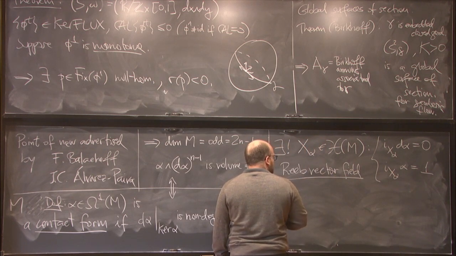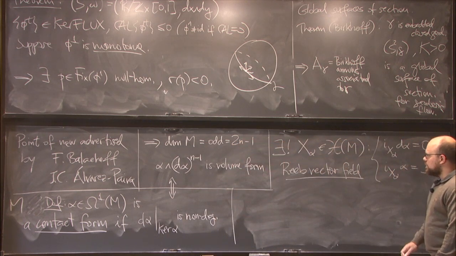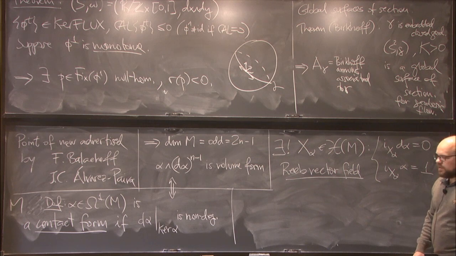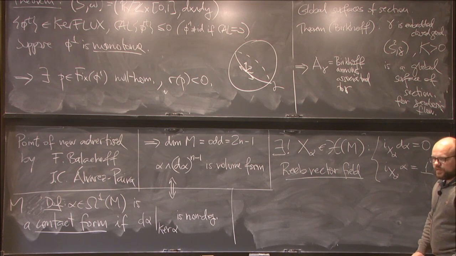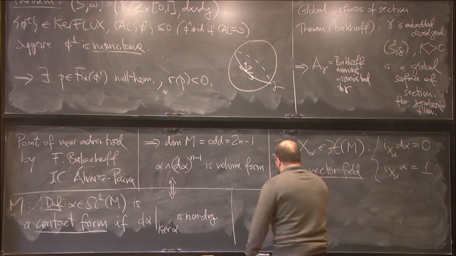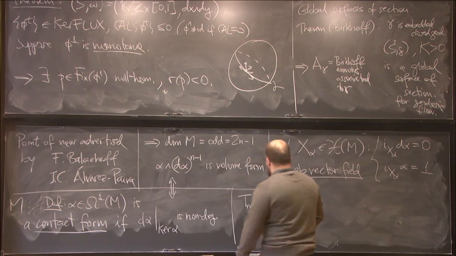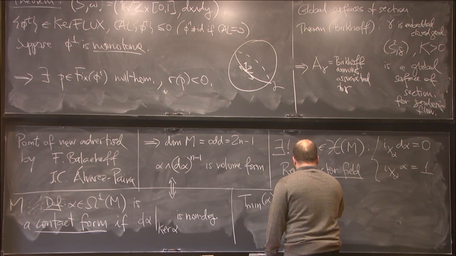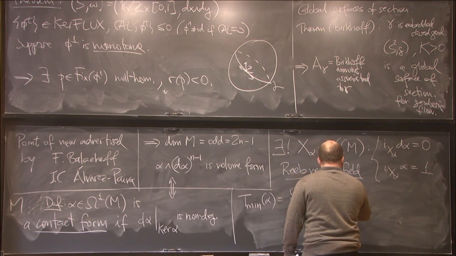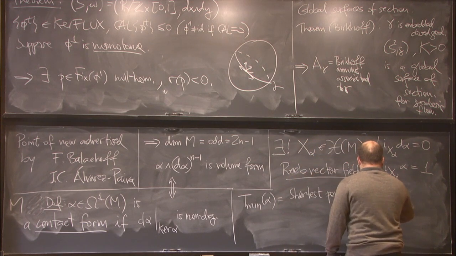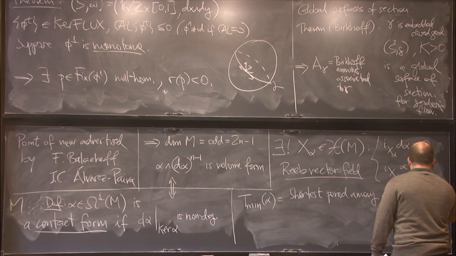And in the case M is closed, one expects this vector field to have periodic orbits. This is proved in dimension 3 by Taubes. I'll take for granted the existence of periodic orbits here in the dimension. And then you can consider the number T_min, which is the shortest period among closed orbits of this vector field.